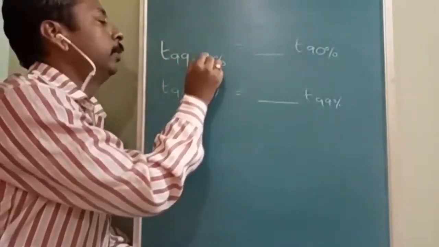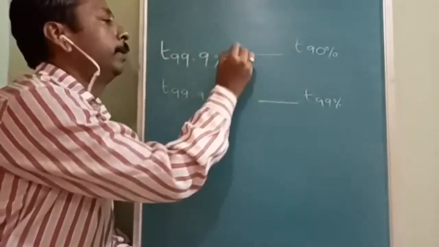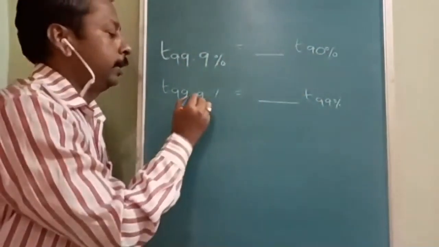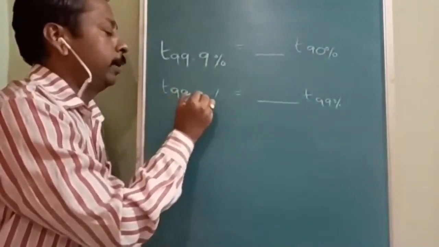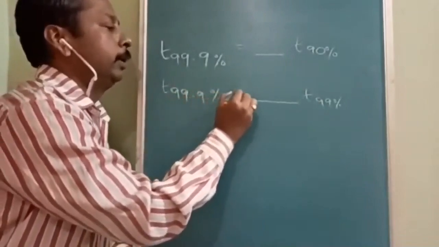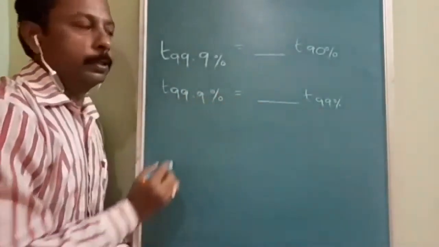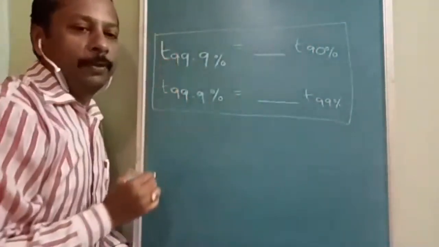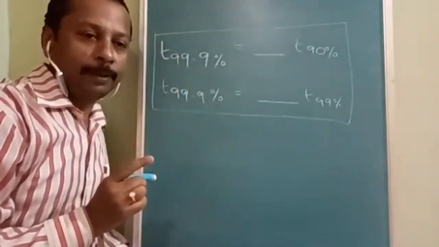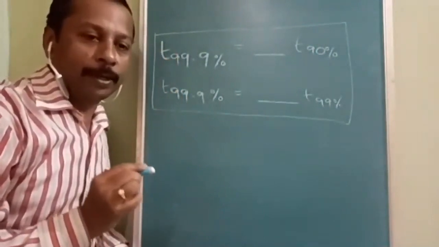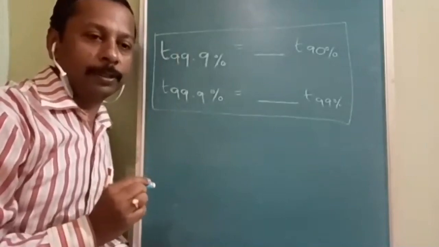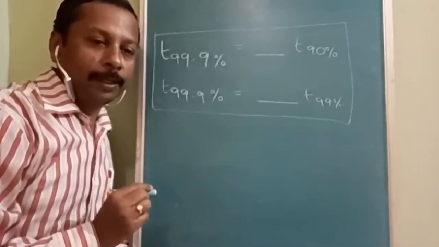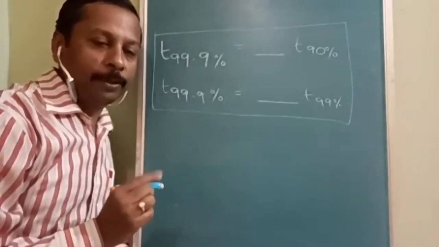T99.9% is equal to dash of T90%. Okay, and second thing is T99.9% is equal to dash of T99%. Okay, these formulas are magic formulas, but they should be derived by yourself because you are now the master to create shortcuts, not follow shortcuts. Legends don't follow shortcuts, legends create shortcuts, and I am hopeful that you will be legends.